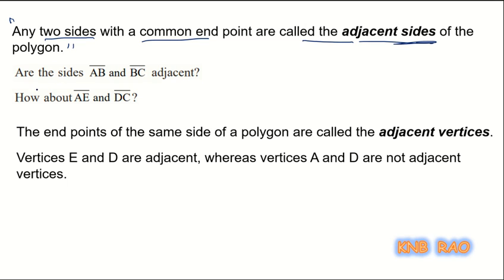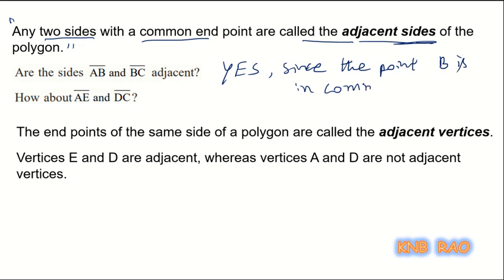Next, are the sides AB and BC adjacent? Yes. Why are they adjacent? Tell me. Because there is a common point, isn't it? Since the point B is in common, it is a common point, you can say even.